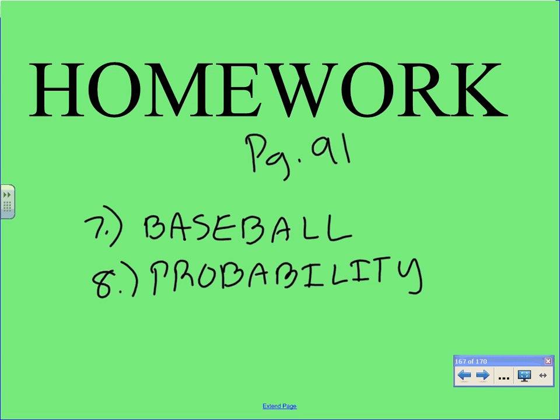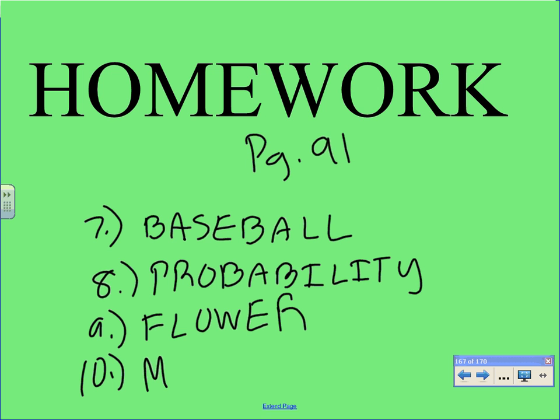Okay, baseball, probability. Number 9 is flower. And number 10 is Mississippi. Okay, so after you add those at the bottom, hopefully you have a little bit of room, you're going to figure out for that little part how many ways there are to arrange the letters in those words. If you need more room, use your notebook or use loose leaf and just leave it behind your homework assignment so I can see it tomorrow.